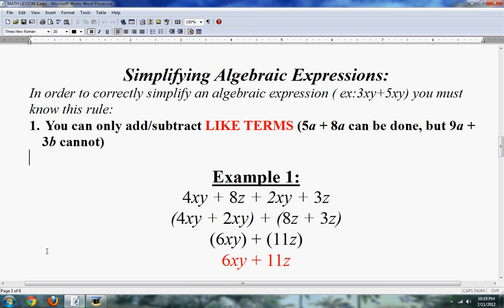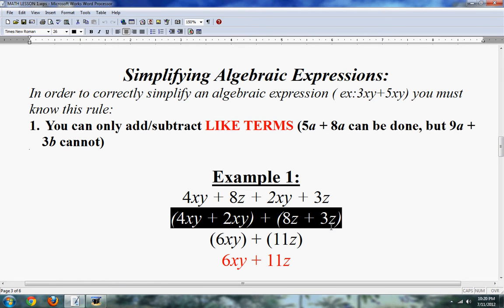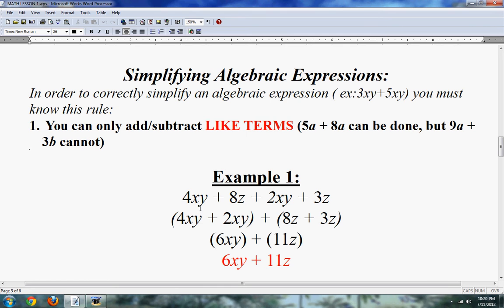And here's my first example on how to do this. 4xy plus 8z plus 2xy plus 3z. The second step isn't really necessary. What I did was I just took the like terms and put them next to each other just to make it easier visually. What you do when you're adding is you take the coefficients and add them together if there's an add sign, or subtract them if there's a subtract sign.